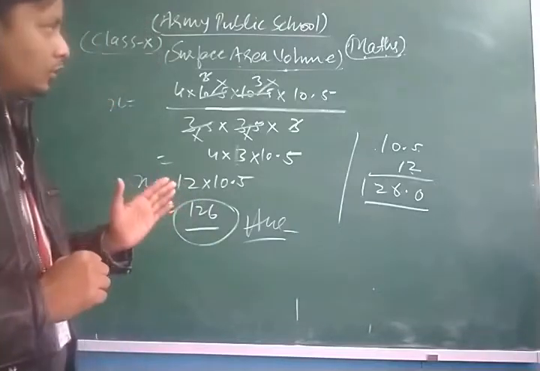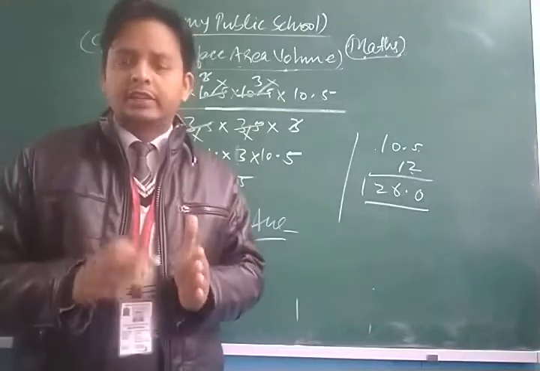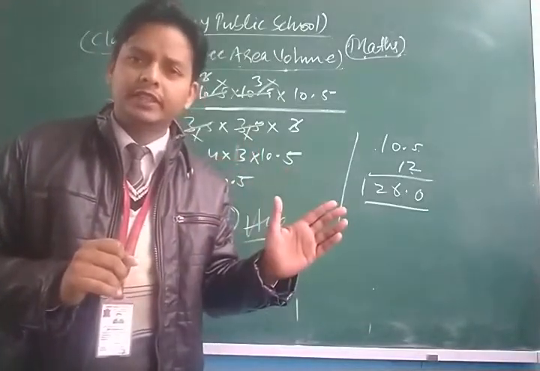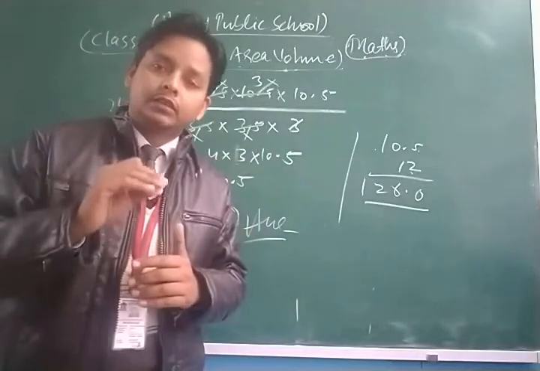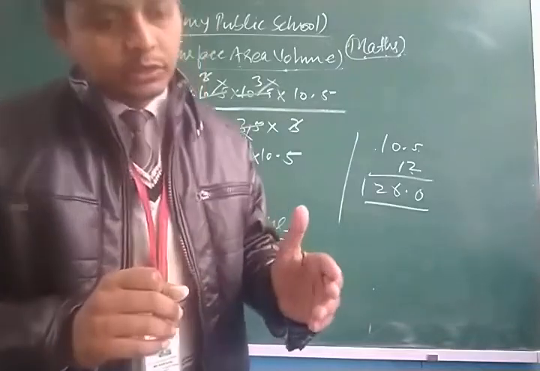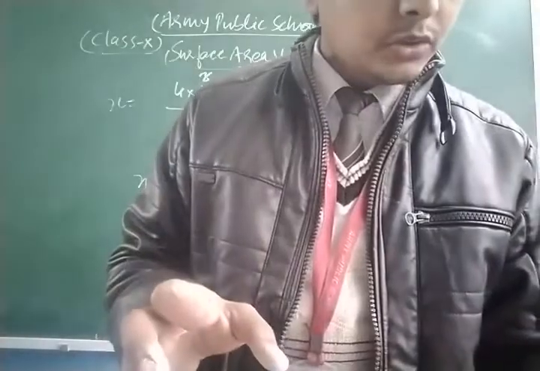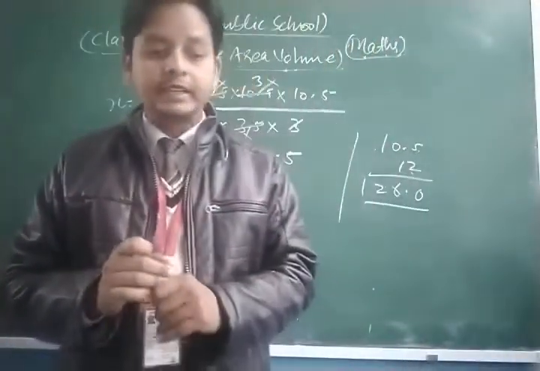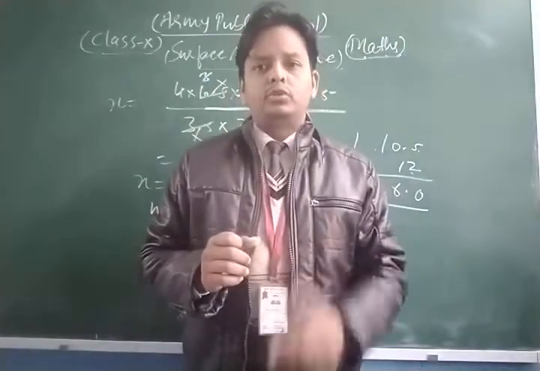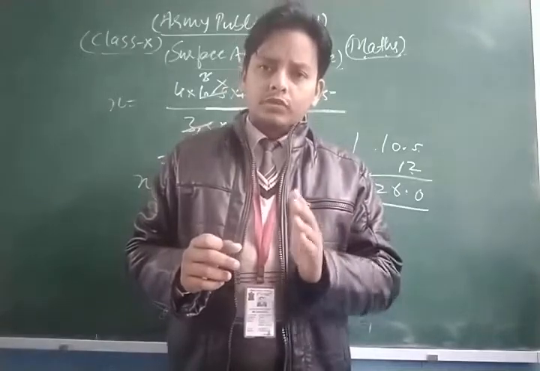So dear student, this is the topic based on the conversion of solids. In that question, a metallic sphere having some radius is converted and recast into right circular cones, each having a given radius and height. We find the number of cones so formed. This is a very important topic, based on the conversion of solids.